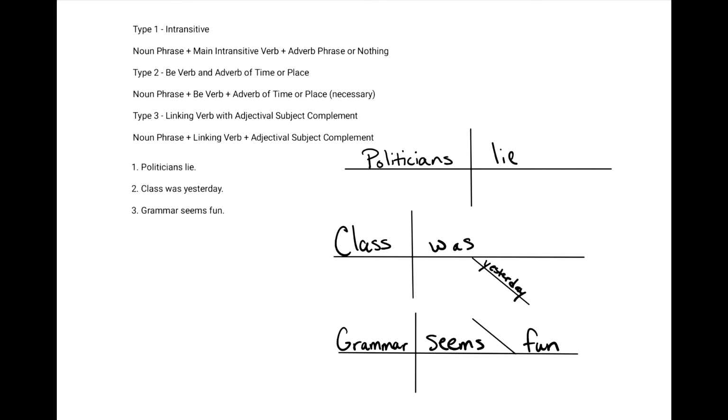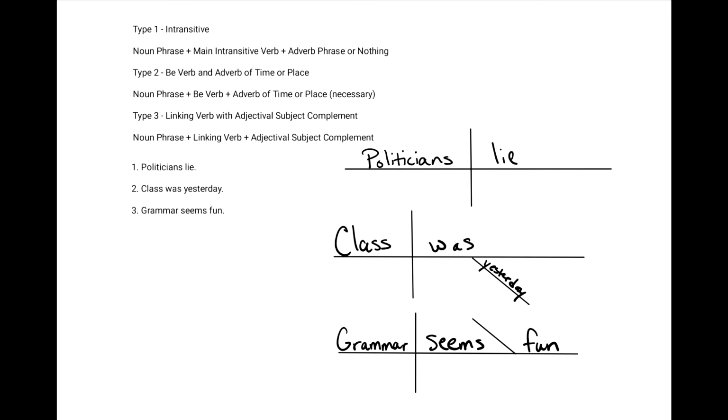All right, everybody, a quick review of the sentence types we have had so far. Type 1 is purely an intransitive sentence that consists of a noun phrase, your subject, a main intransitive verb, and an adverb phrase, or alternatively, nothing at all. An example is politicians lie. So we have our noun phrase politicians and our intransitive verb lie. Nothing needs to receive the action of the verb lie, and we don't need any other complements or adverbial phrases to complete this concept. It's just those two things.